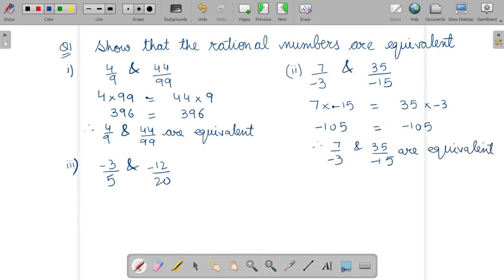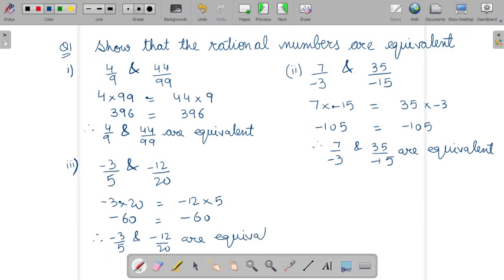Similarly, you can see the third part. Again do the cross multiplication. Minus 3 multiply 20 and minus 12 multiply 5. Make sure to do the cross multiplication. Both of them are coming as equal. So therefore, minus 3 upon 5 and minus 12 upon 20, what will you write? Are equivalent. I think this concept is clear to all of you.